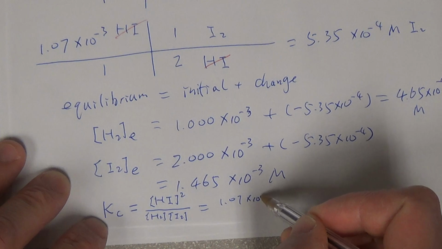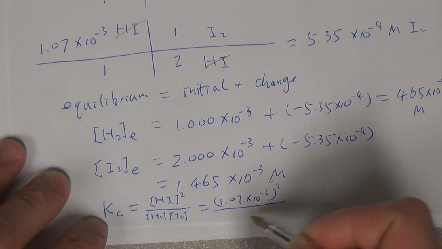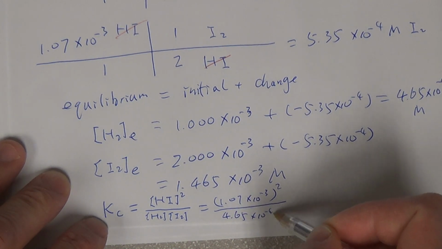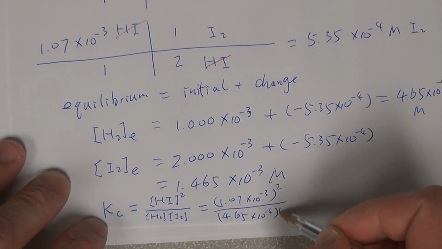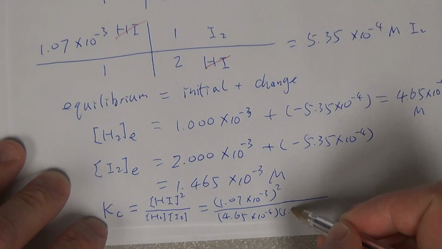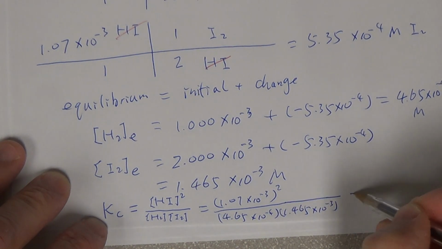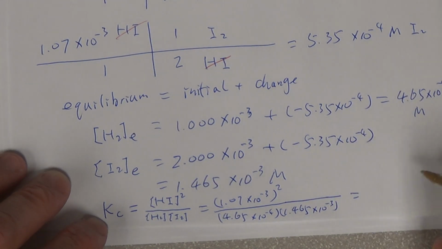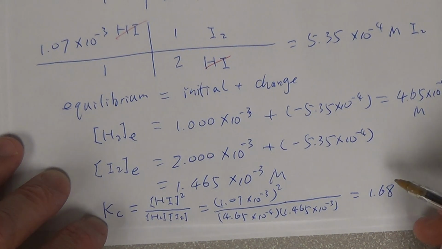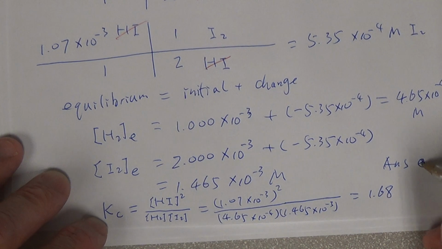1.07 times 10 to the negative 3, this should be squared, divided by 4.65 times 10 to the negative 4, no square, but that should multiply by the concentration for I2, which is 1.465 times 10 to the negative 3. And then you just put those numbers in your calculator, you get 1.68. So the answer is C.